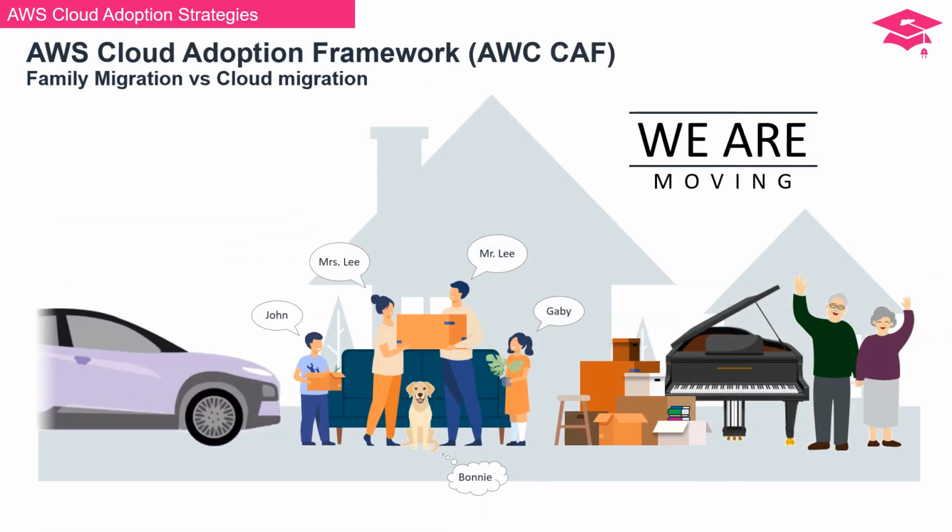The concept of AWS CAF perspectives can be easily grasped by drawing a parallel with family migration. Let's consider a scenario involving Mr. Lee, who receives a 5-year international assignment to relocate from Seoul, South Korea, to Los Angeles, United States, with his wife and children, John and Gabby, and their dog, Bonnie, joining the journey. This move also means leaving behind their grandparents in Seoul.